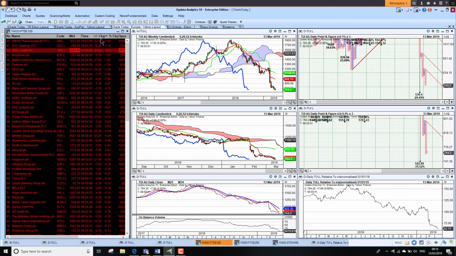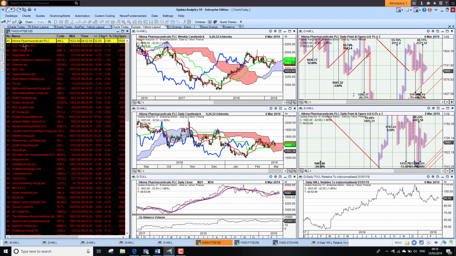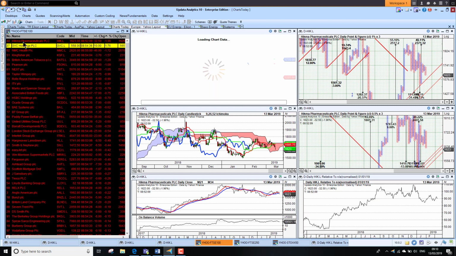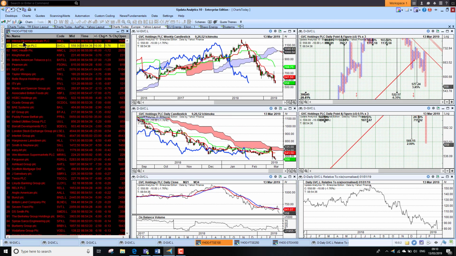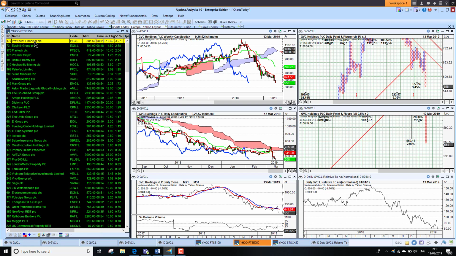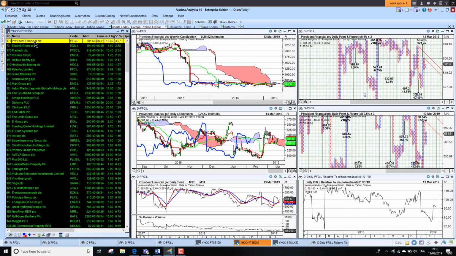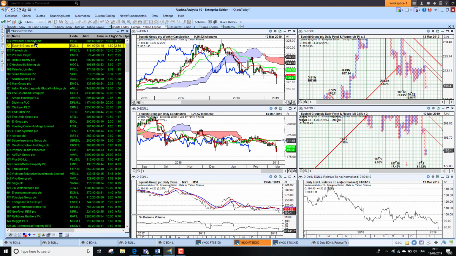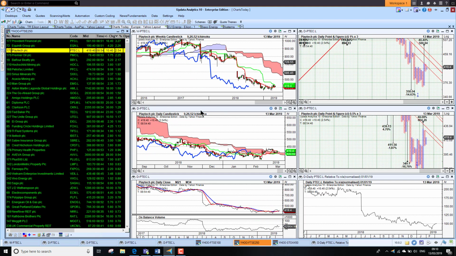Taking a look at the downside, we've got Hikma Pharmaceuticals down nearly 2%. GVC Holdings down 1.75%, making new lows. That chart really breaking through support there, so we're seeing a fall away as well. Looking at the FTSE 250, we've got Provident Financial. We're seeing a theme here. The financials looking better over the last few days. Quilter up 2.5%, Playtech up 2.5%. Not enough to change the shape of these charts.